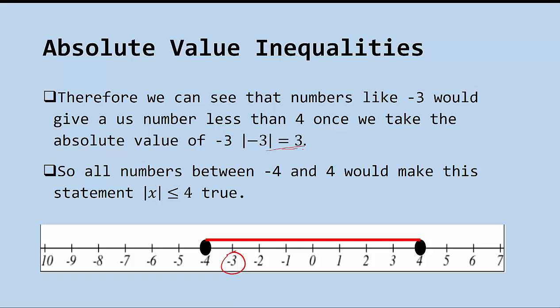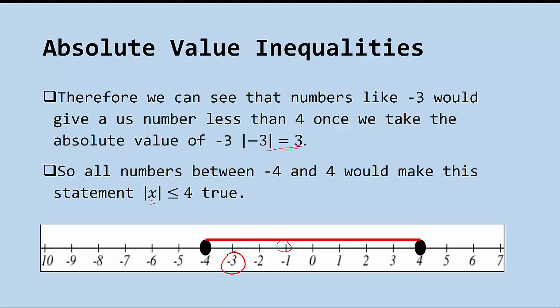So what we're saying is that all numbers between negative 4 and 4 would make this statement true. Even though these negatives may seem a little confusing at first, because you're thinking, well, wait a minute, negative 1 is actually greater than negative 4, remember, we're talking about what goes in the absolute value place. So we're talking about the numbers we plug in for the x, and then once we take the absolute value, that answer has to be less than or equal to 4.